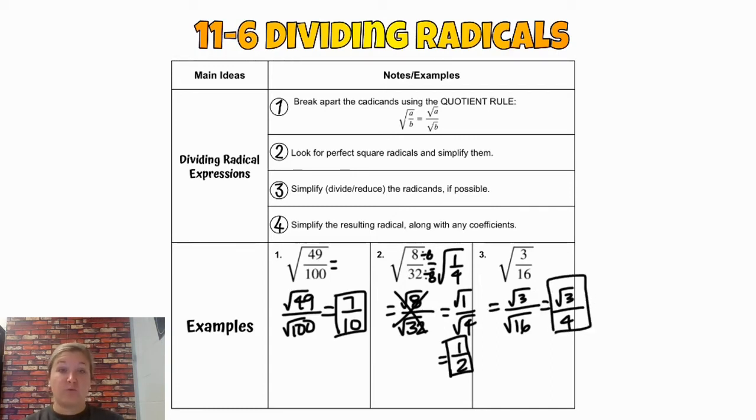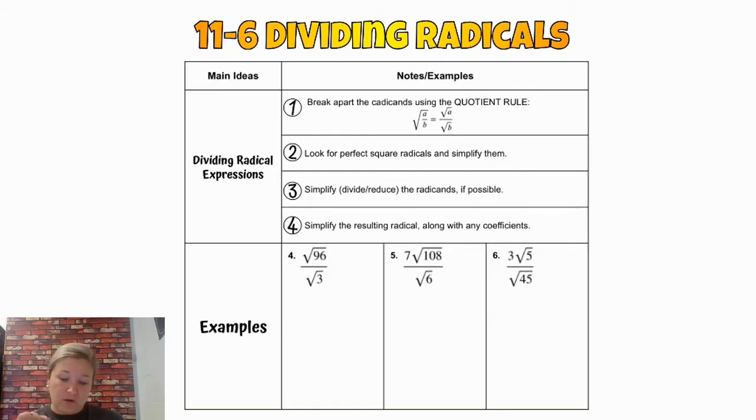So that's what we're left with. All right, so again, it kind of sort of depends on what you want to look for. So I would probably always simplify and divide first, then go back through and find your square roots there. Okay, on example 4, so I have the square root of 96 divided by the square root of 3.